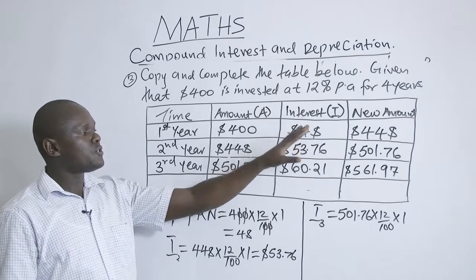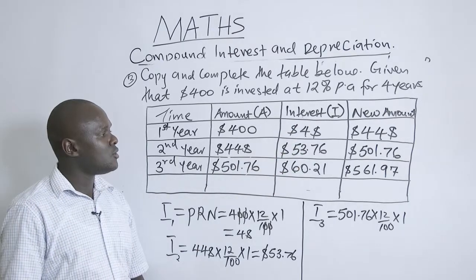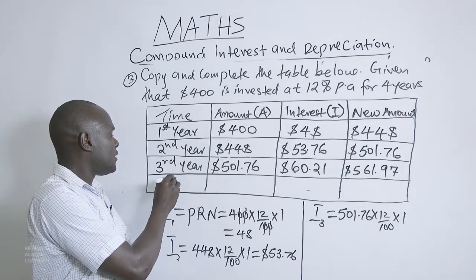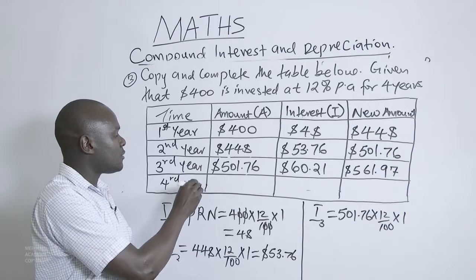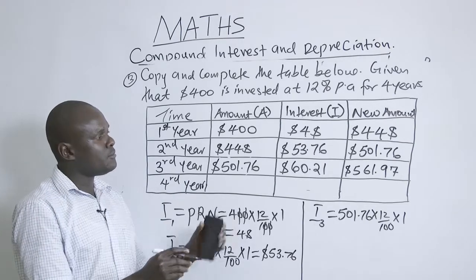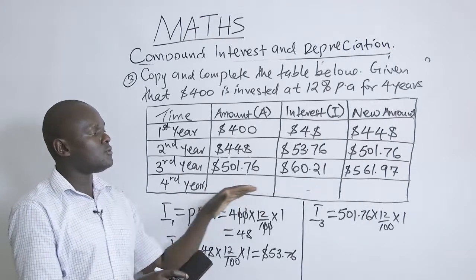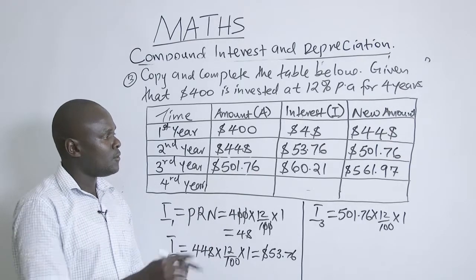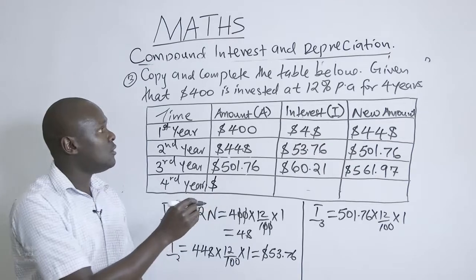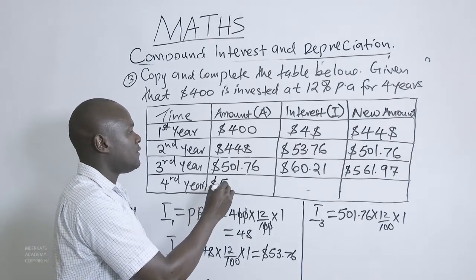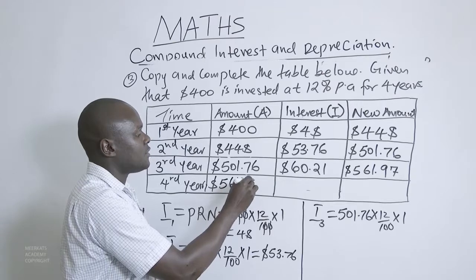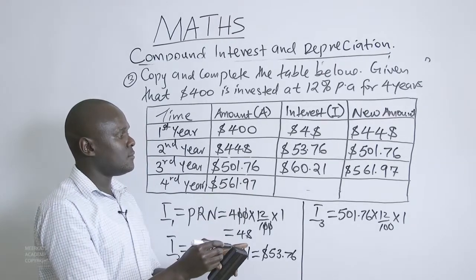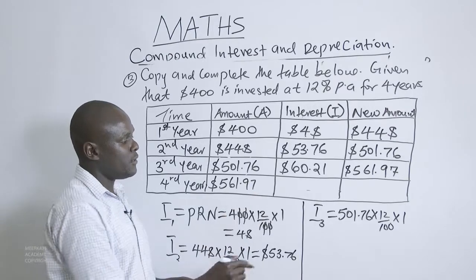And the same procedure can be used to calculate all these variables in the fourth year. The same procedure should be applied to calculate these variables in the fourth year. This amount will be 561.97.